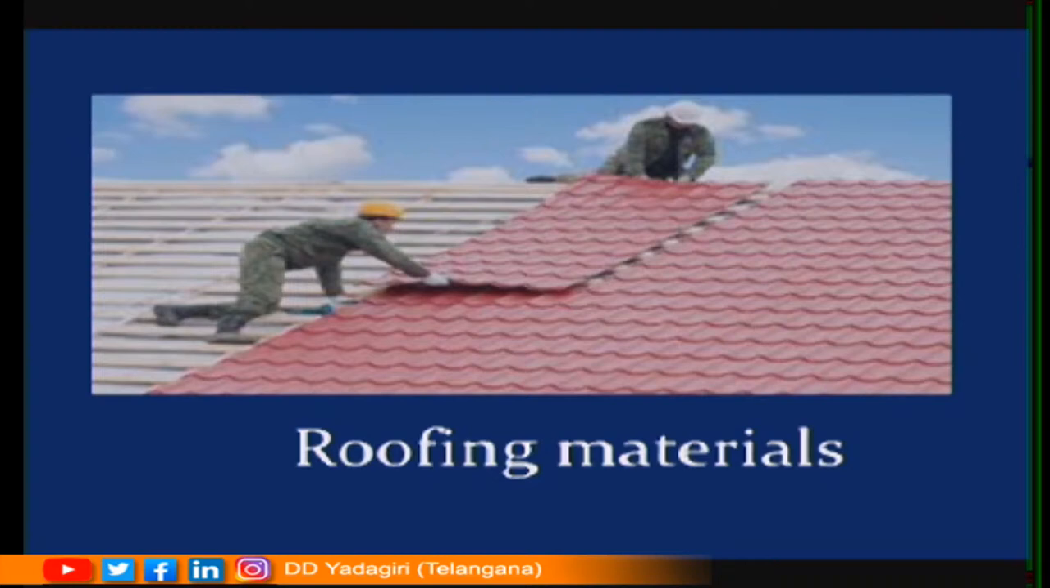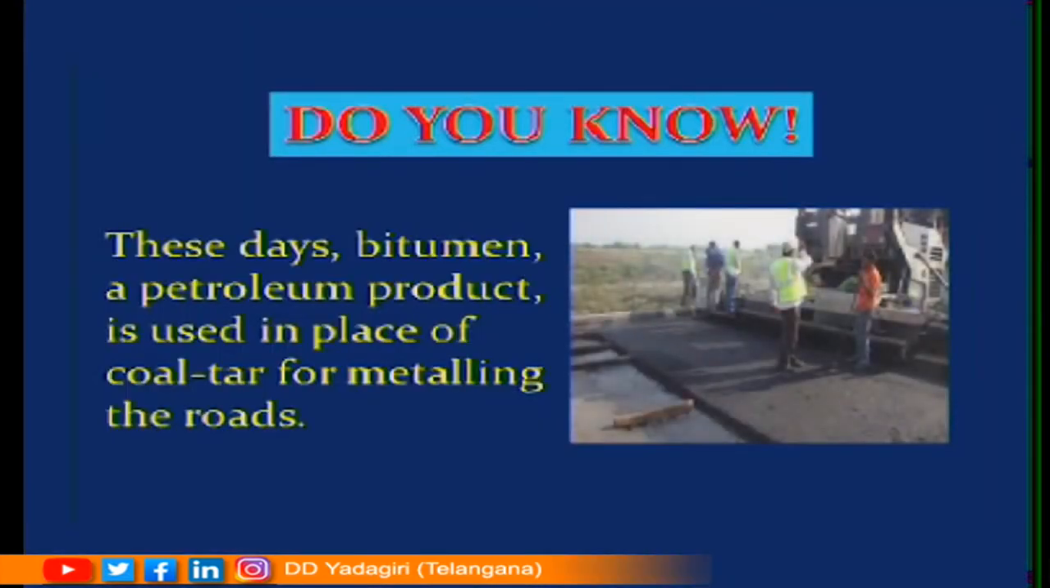Now, children, nowadays this coal tar is replaced with another petroleum product called bitumen, that is used for making metallic roads. Now, it is the bitumen by using which the metallic road is prepared by the R&B persons.